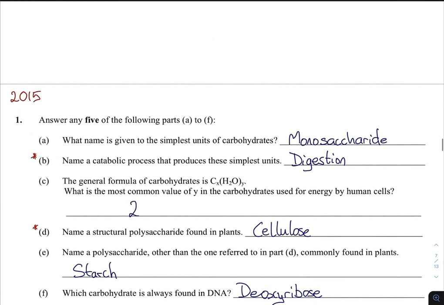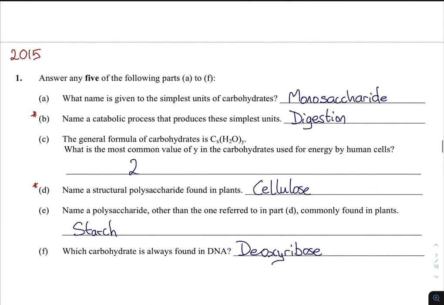Okay, moving on. I have 2 questions here marked because they were also slightly controversial, maybe not controversial, but students just didn't read the question properly. Typically, food questions say answer 5 out of the following 6 parts, but most students will answer all 6. So A, what name is given to the simplest units of carbohydrates? That's your monosaccharide, fair enough.